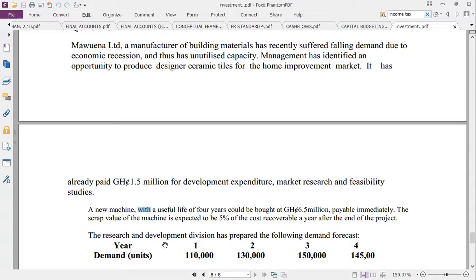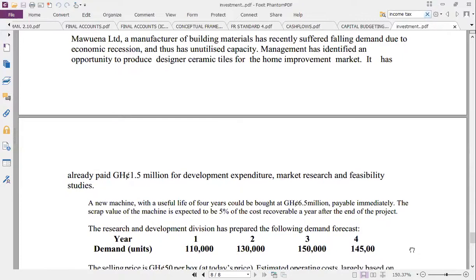Immediately, year zero. The scrap value of the machine is expected to be 5% of the cost, recoverable a year after the end of the project. For year two, there was a wahala. The scrap value will be what? Recoverable a year after the project life. So that means it will be when? Year 5, not year 4. The project will last for 4 years, but the scrap value will be recovered when? You receive the money in year 5.